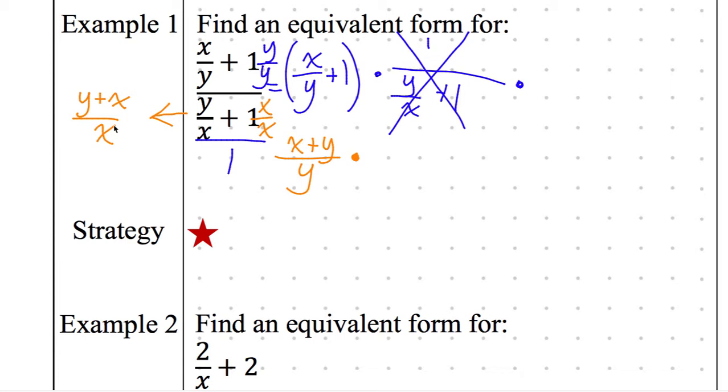Now that we have it rewritten in a different form, I'm going to use Stego's keep it, change it, flip it. I kept my top. I flipped my sign, or I changed my sign from a division to a multiply, and now I'm going to flip this guy. So it's going to be x on the top, and on the bottom I'm going to have y plus x. By the way, y plus x is the same thing as x plus y, so I'm actually going to write x plus y.